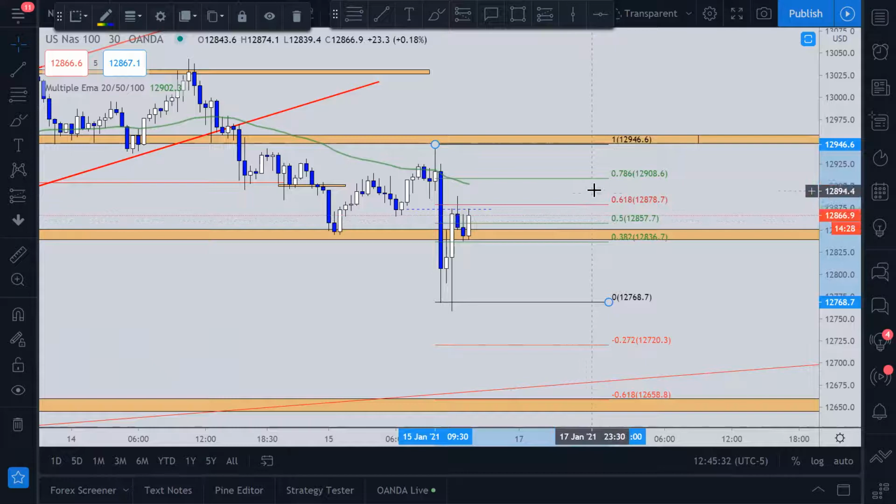You see 50, you'll see 705, you'll see 786. 786 is the last line of a full retracement, that's the way you want to measure it. And you'll see that it was respected here.